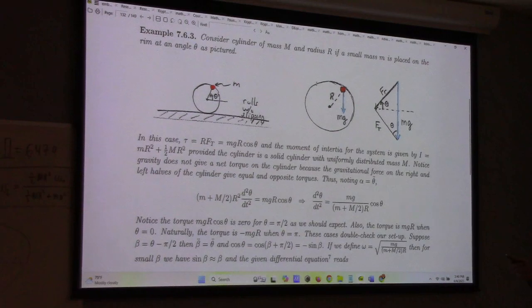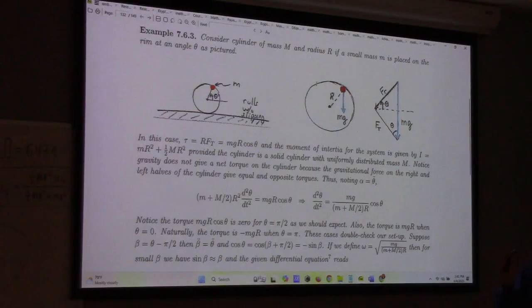Suppose you have a cylinder of mass m and radius r, and you've got a small mass like that, placed at an angle theta relative to the horizontal, as pictured here. And this mass rolls without slipping. Well, then you can figure out how that happens by calculating the torque about the axis. What's the torque that's produced by the gravity acting on the little mass?